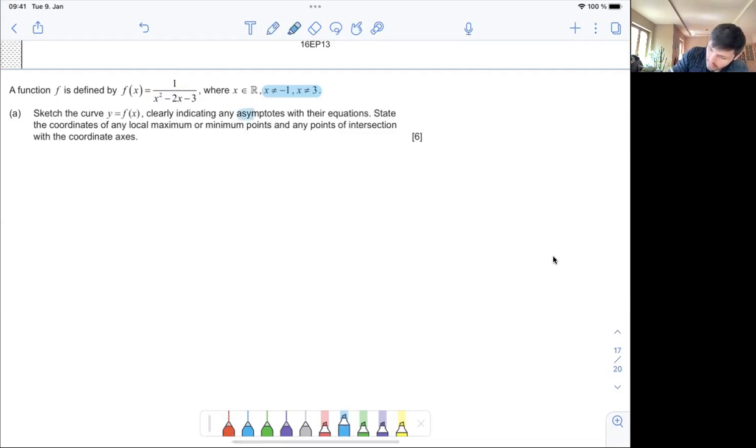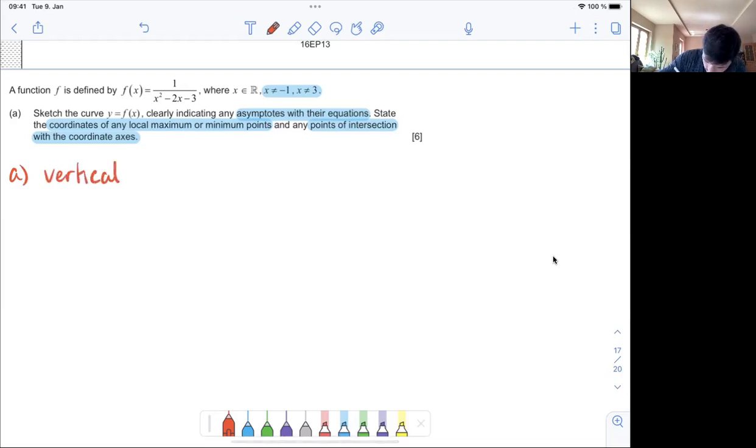So we've got asymptotes with their equations. We've got coordinates of any local maximum or minimum points, and points of intersection with the coordinate axes. All right, so we'll go through these three things first, and then we'll get to sketching the graph of y equals f(x). Okay, so first of all, we can put in vertical, and we'll put in a little a here. Okay.